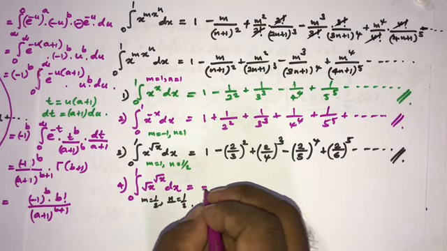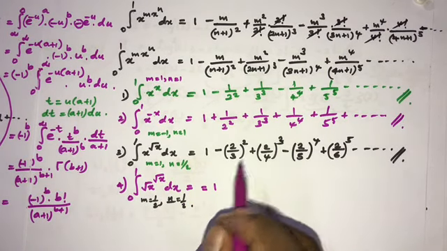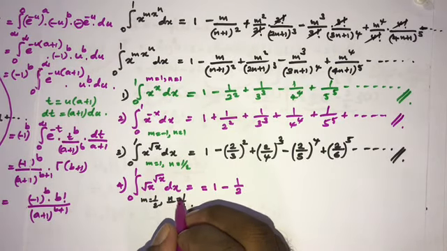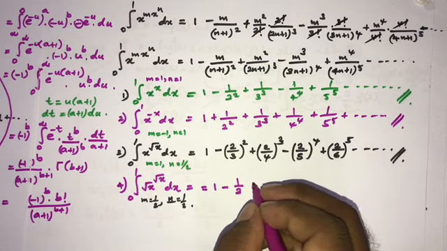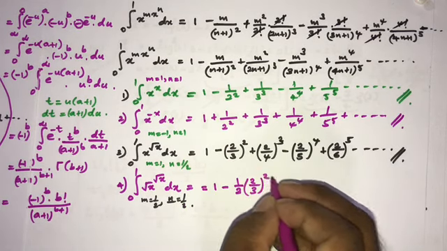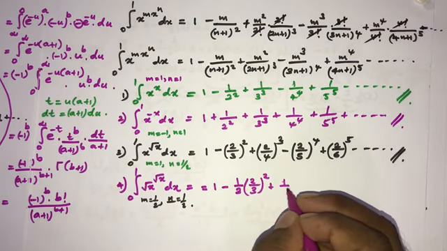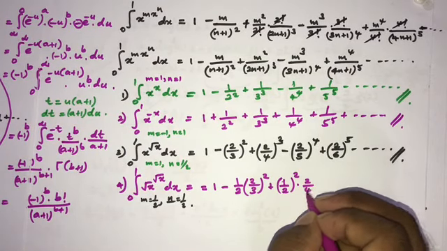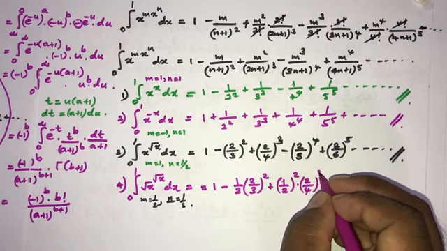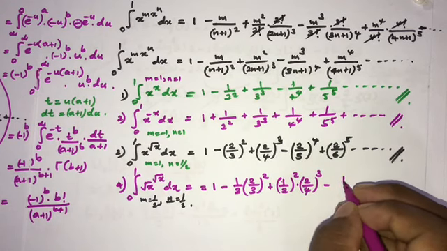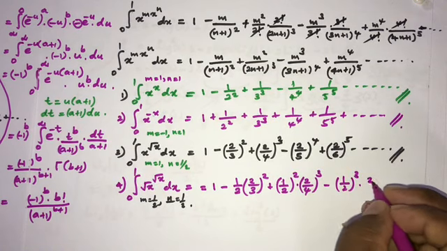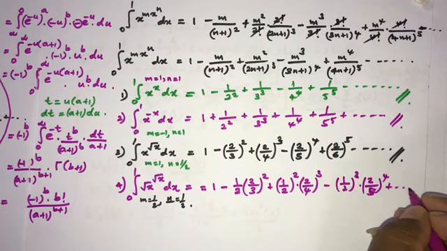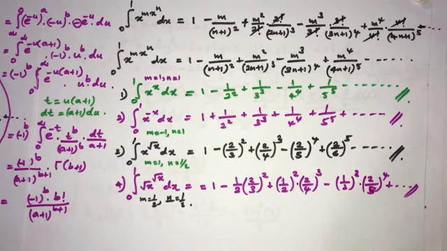So now we can plug in: 1, now m is equal to 1 half, so minus 1 half, and n is equal to 1 half, so 2 over 3 squared, then plus 1 half squared times 2 over 4 raised to the 3rd power, and then minus 1 half raised to the 3rd power times 2 over 5 raised to the 4th power, plus and so on. This is the answer for the fourth question.